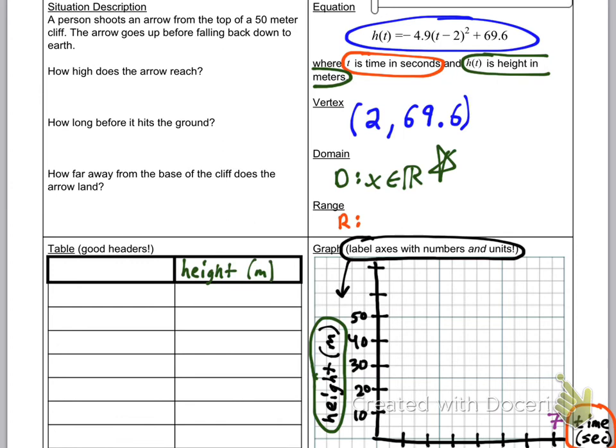While we're at it, I'll go ahead and fill in the table headers. So your y value is height, your output is height, and your input is time. And go ahead and put in parentheses meters and seconds. That way you don't have to label every single one.